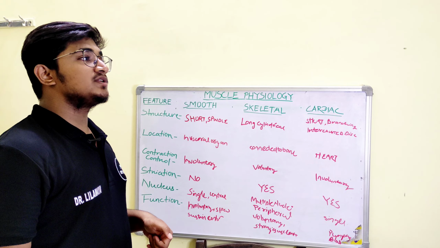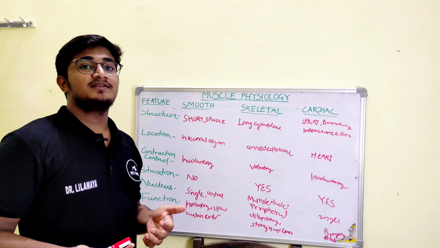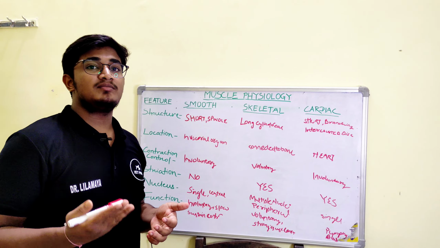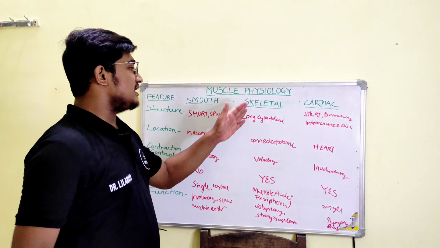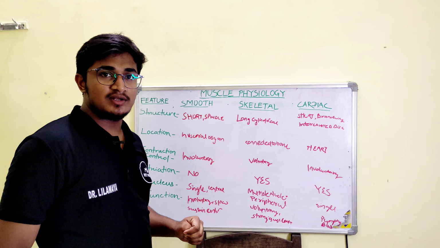So again, some questions: the classification of muscle on the basis of striation. It is the striated muscle and unstriated muscle. The smooth one is a non-striated muscle. Skeletal and cardiac muscle are striated muscle.